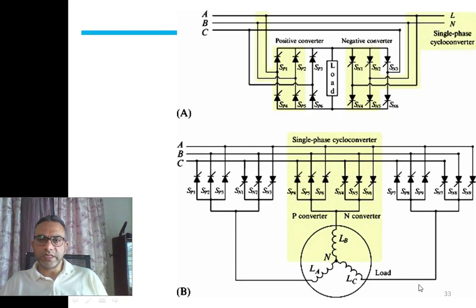In the second diagram, this is not correct. This is not single phase. This is a three-phase cycloconverter. So please take care. I'm pointing out a mistake: here it is written single phase converter, whereas it is not a single phase converter. It is a three-phase converter.